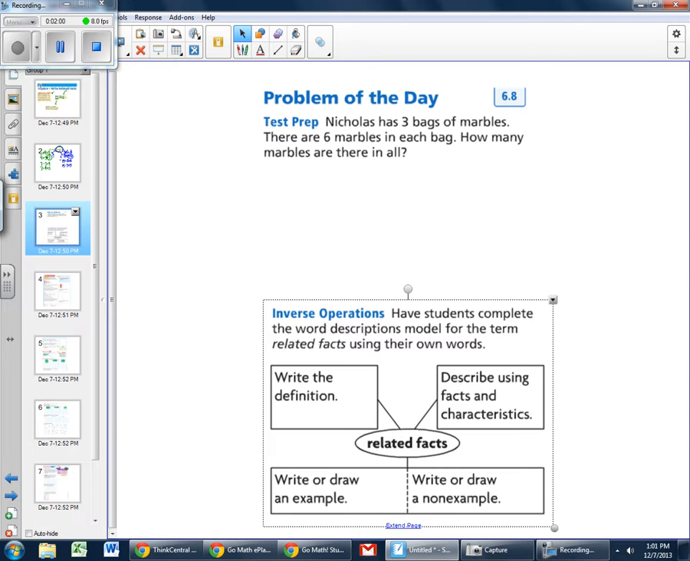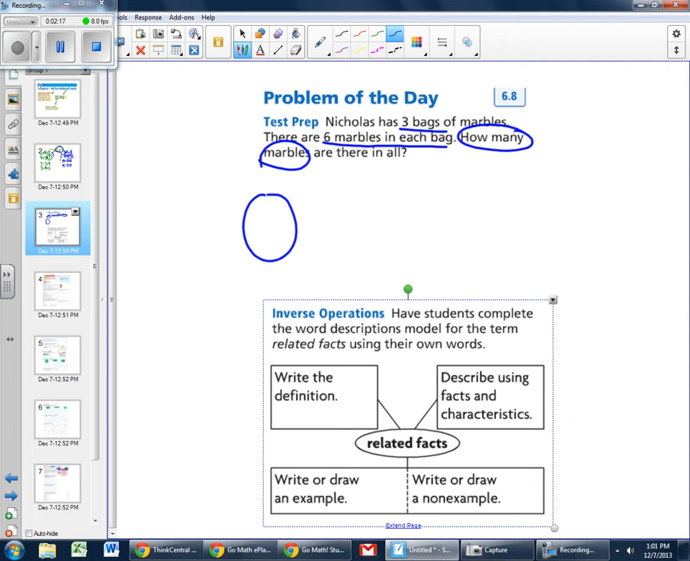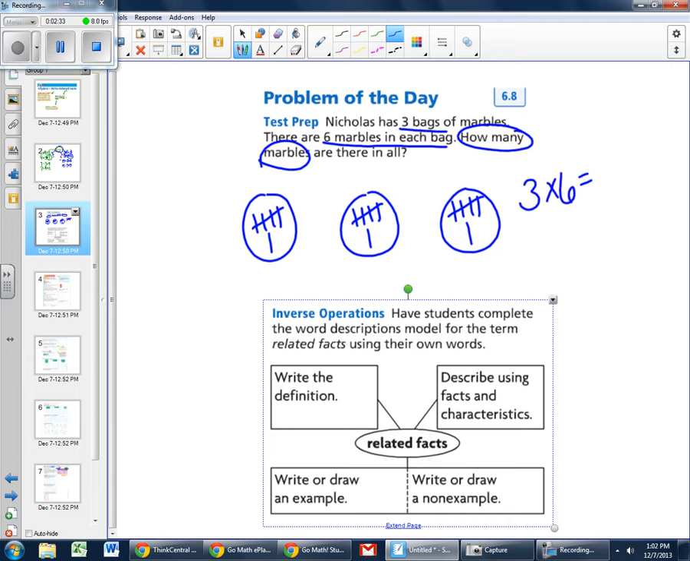In your math journal, you're going to start with the problem of the day. Nicholas has 3 bags of marbles. There are 6 marbles in each bag, and we want to find out how many marbles are in all. So we have 3 bags with 6 in each one. So we have done 3 times 6, and if you count those up, there's your answer. And of course, don't forget to label it, and we were looking for marbles, so don't forget to label your problem.